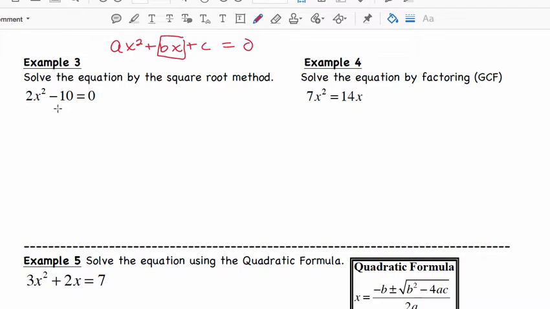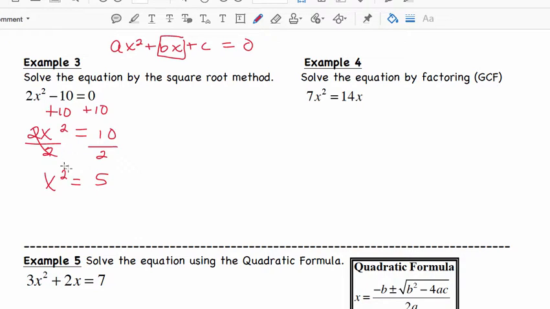And when you solve by the square root method, you're going to get your x squared term alone. So I'm going to add 10 to both sides of my equation. I get 2x squared is equal to 10. Then I'm going to divide by 2 to get x squared by itself. And you get x squared is equal to 5.